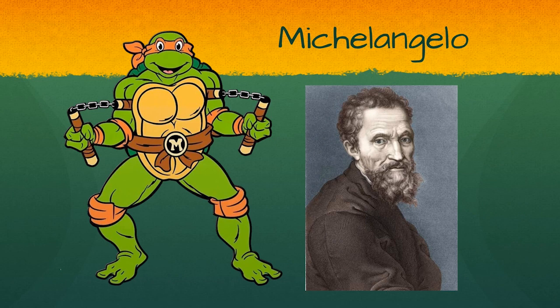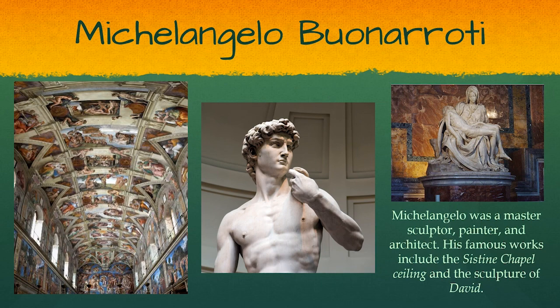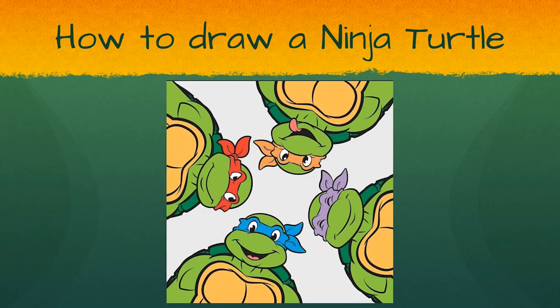And finally, we have Mikey or Michelangelo. Michelangelo Buonarroti was a painter and sculptor, which means he did famous paintings such as the ceiling of the Sistine Chapel, which took him 4 years to paint, and he took marble and made sculptures such as the Statue of David and the Pietà. Now, let's learn how to draw your favorite Ninja Turtle.